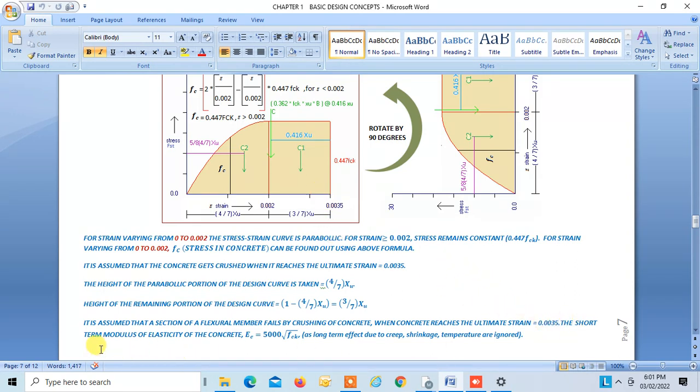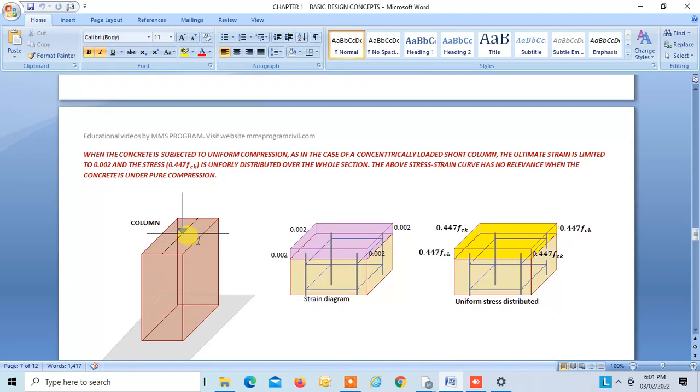The short-term modulus of elasticity of concrete is taken as Ec equal to 5000 into under root fck. This is a short-term modulus of elasticity because the long-term effects due to creep, shrinkage, and temperature are ignored.